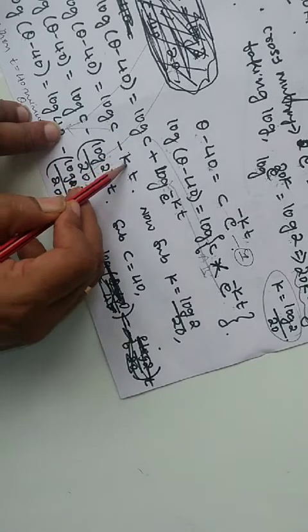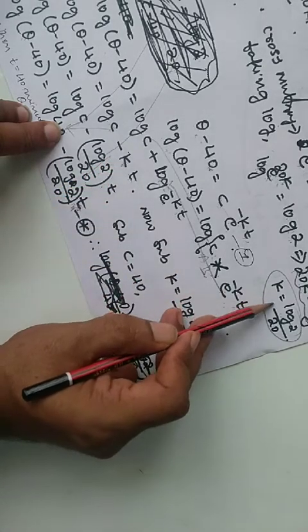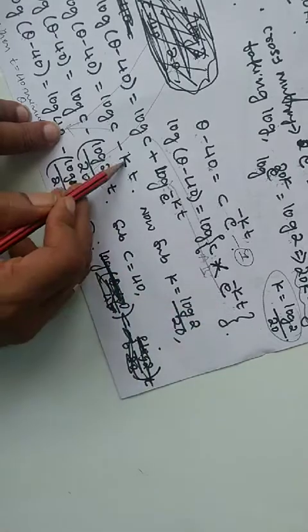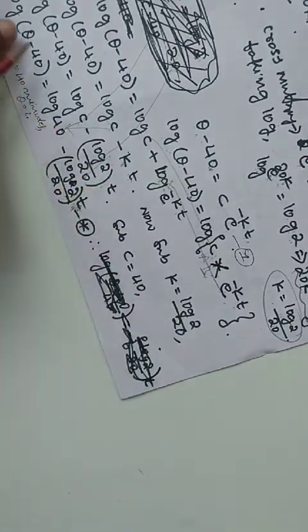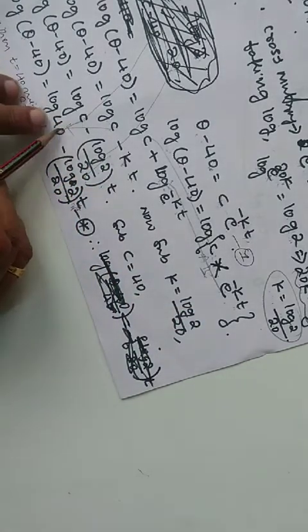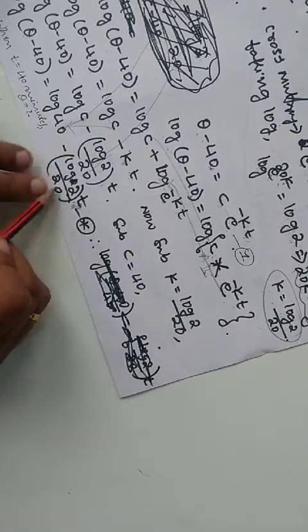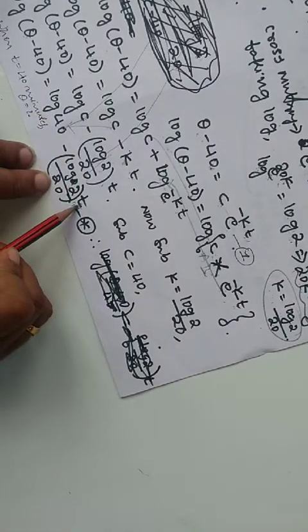What is the value of k? Here, what is the value of k? Log 2 by 20. So substitute k is equal to log 2 by 20. So log of theta minus 40 is equal to log 40 minus log 2 by 20 into T.